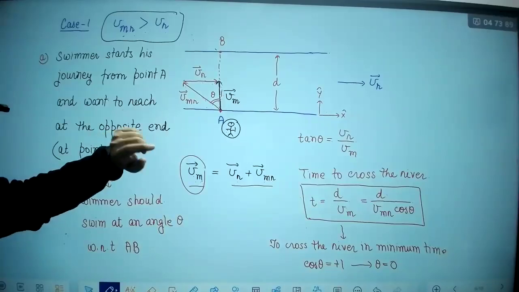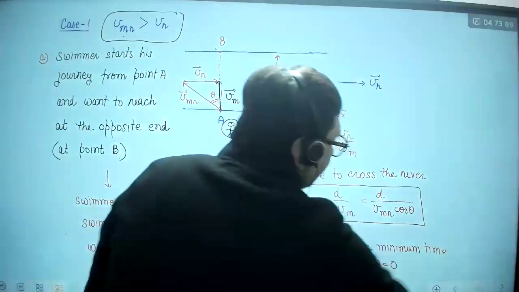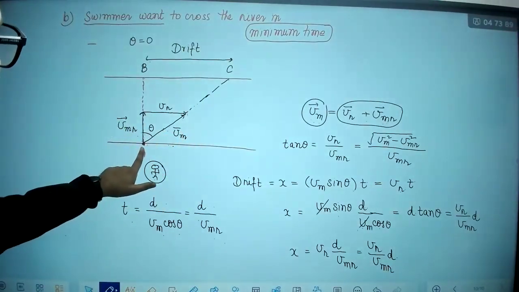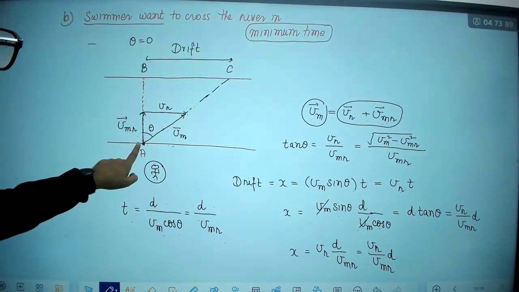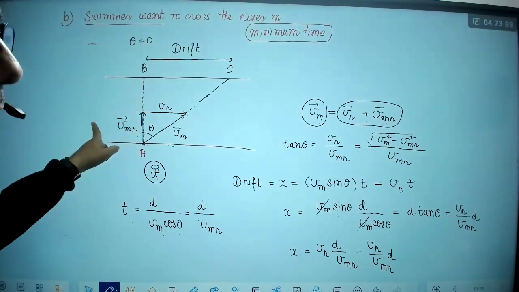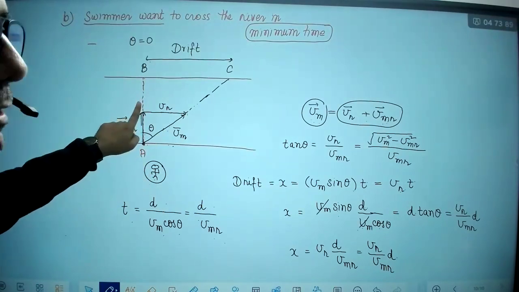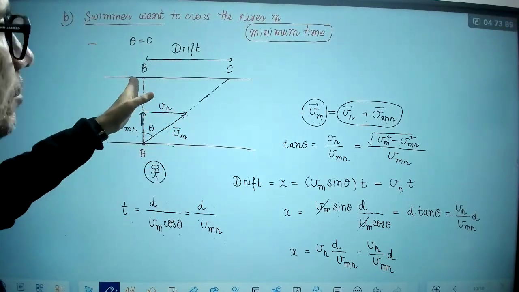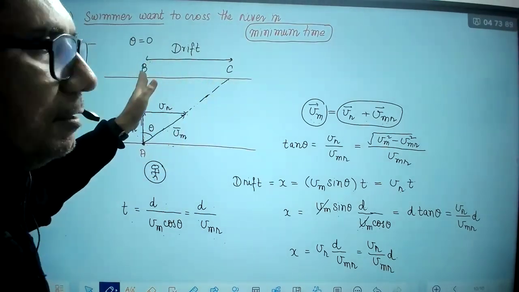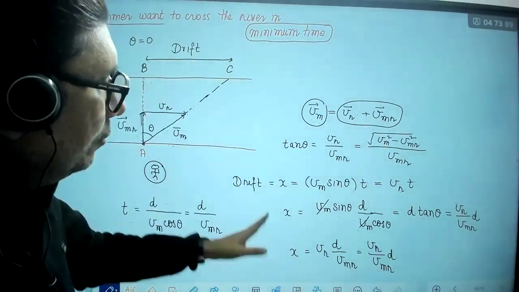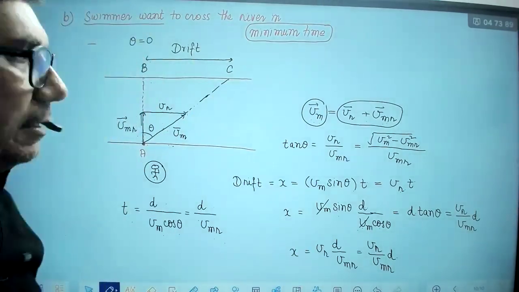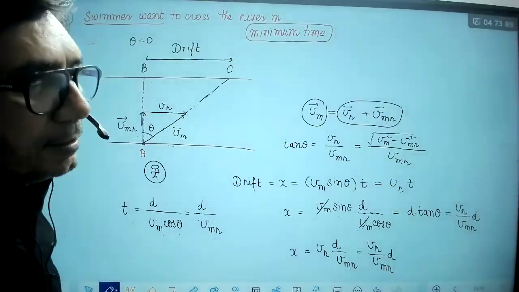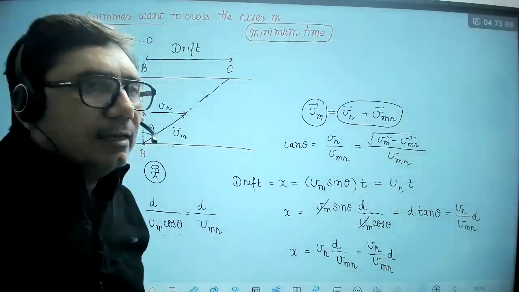In the second case, maybe he wants to cross the river in the minimum time. Then he has to travel in the perpendicular direction, so VMR will be in this direction, not at an angle. In this process the time taken will be minimum, but the swimmer is going to drift with respect to B. That drift you can also calculate from here. So this is the first case I have discussed.